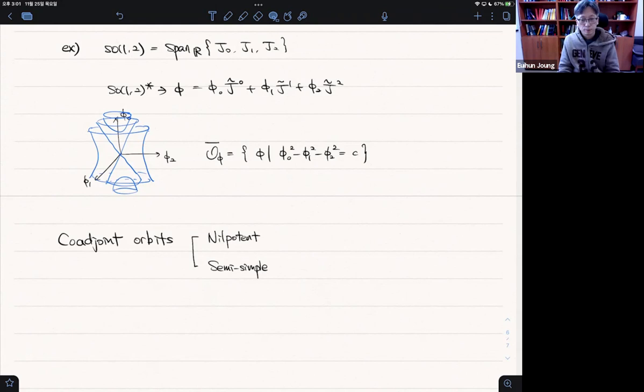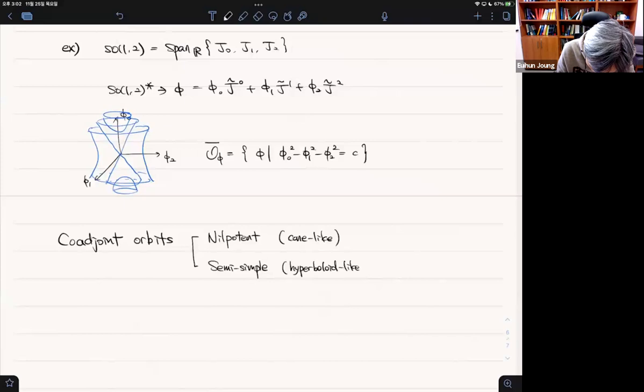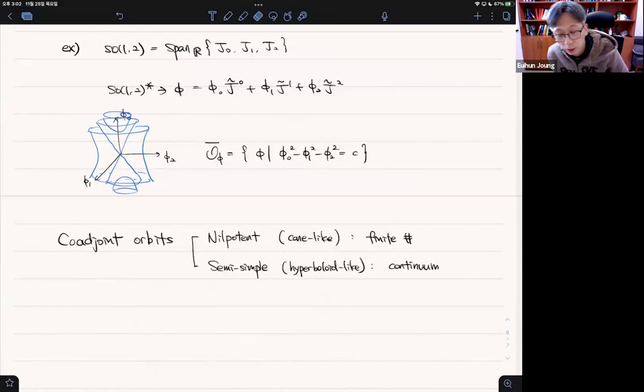The precise definition is whether the representative element is a nilpotent matrix or something else. But intuitively we can see just whether it is cone-like or hyperboloid-like. Another thing is that semi-simple orbits are like this hyperboloid; there is an infinite continuum of them. But the nilpotent orbits are always finite in number. When you fix a certain Lie algebra G, there are only a finite number of nilpotent orbits. And in the case of SO(1,2), that is unique.